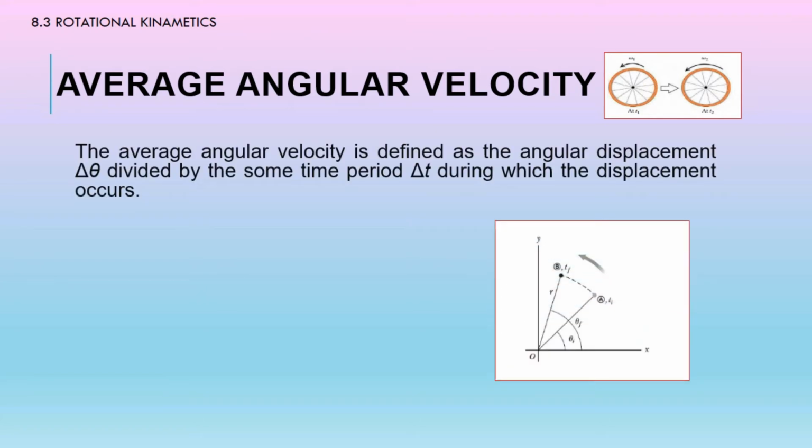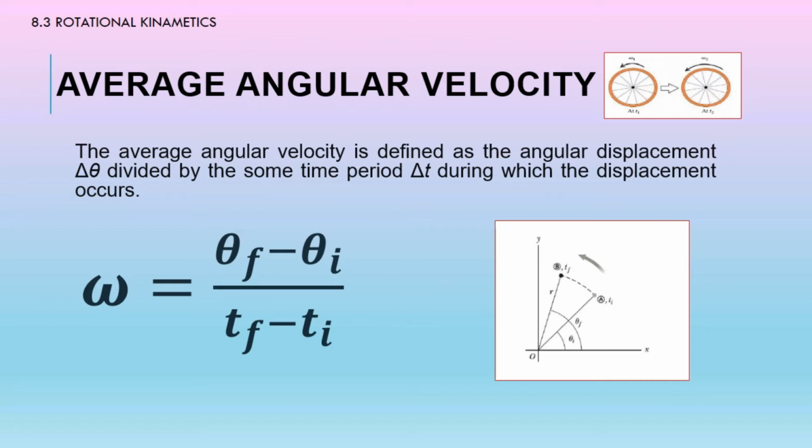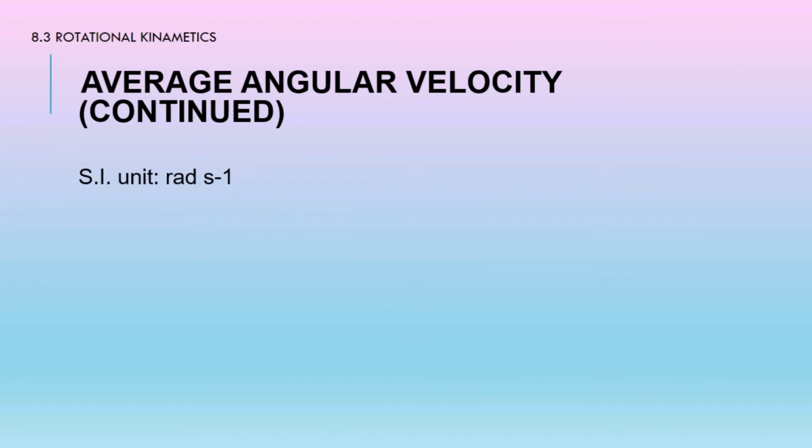Average angular velocity. The average angular velocity is defined as the angular displacement delta theta divided by the time period delta t during which the displacement occurs. It is denoted by the formula omega equal to theta f minus theta i over t f minus t i. The SI unit of average angular velocity is radian per second, and sometimes we might encounter another two units.